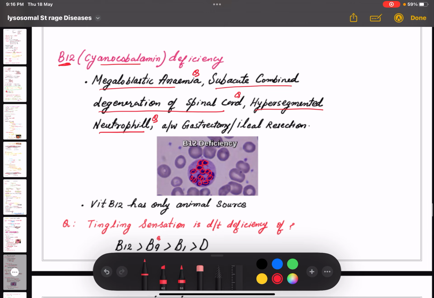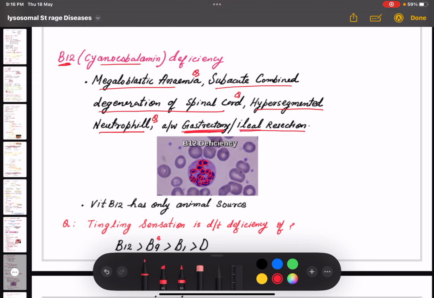Also guys, in gastrectomy patients, in which the stomach is removed, you will see B12 deficiency. Even in ileal resection, if the patient is having any kind of problem in the ileum and the ileum is resected, that also results in megaloblastic anemia or vitamin B12 deficiency. I hope this is clear.